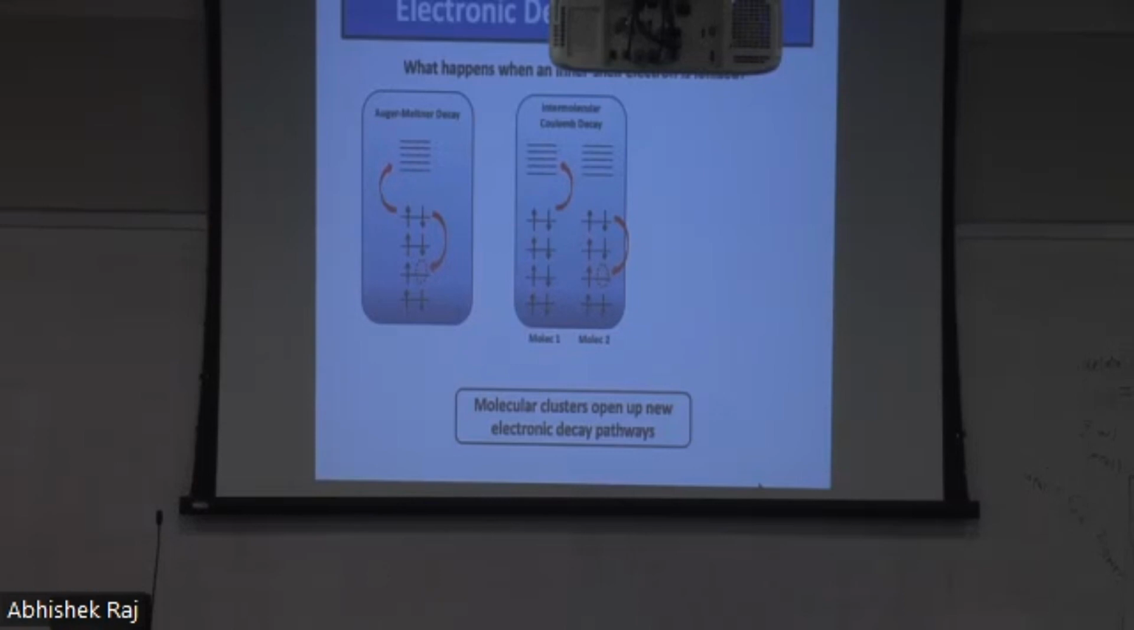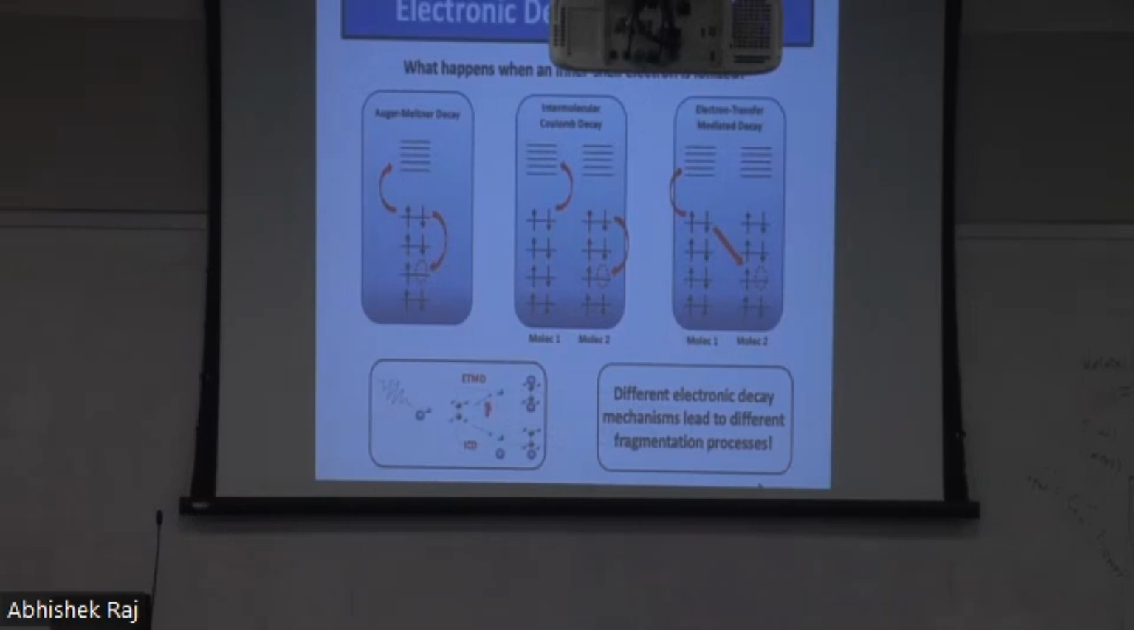Now, on top of this, you can also have a third process where, again, generating a hole on molecule 2, I can fill that hole via electron transfer from molecule 1, and I can still then transfer that energy to a subsequent electron and have an ionization event on molecule 1. What's cool about this is, depending on which of these electronic decay mechanisms occur, I can end up with a very different charge structure. If I do ICD, I effectively have a positive charge on molecule 1 and a positive charge on molecule 2. If I follow ETMD, this electron transfer mediated decay, I end up with 2 positive charges on the same molecule.